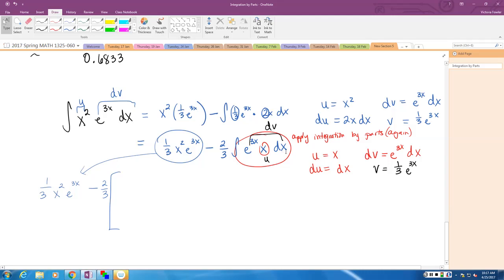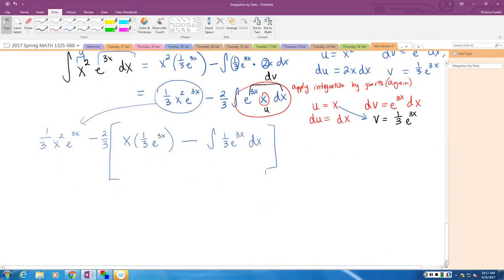And so can you guys tell me what I start writing? uv. Okay, so it's going to be x times 1/3 e to the 3x. So I've got my uv. Excellent. Minus the integral of 1/3 e to the 3x. That's my v. du is dx. Okay, can I do that? Now it's something mathematically beautiful I can work with.